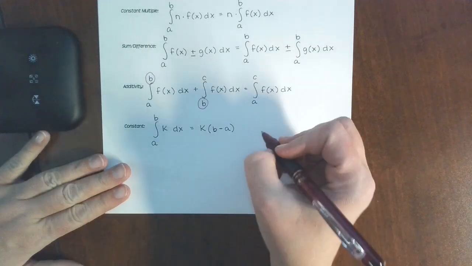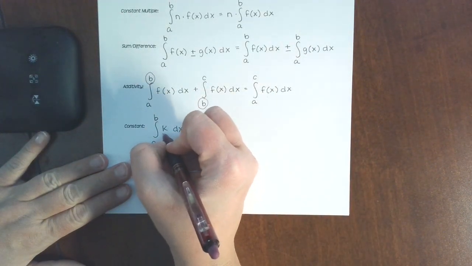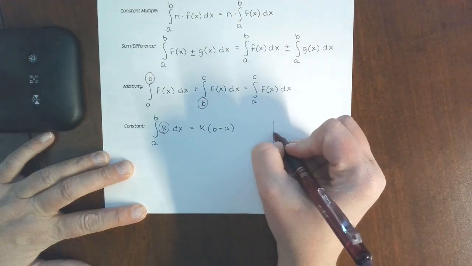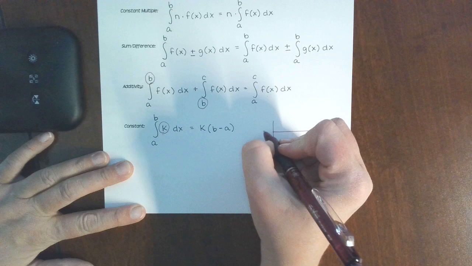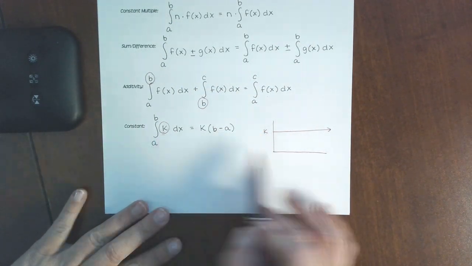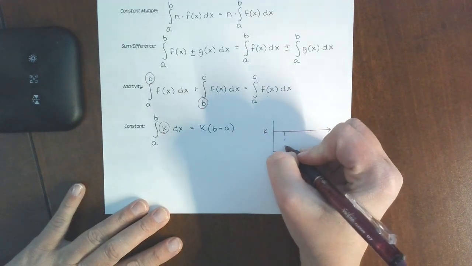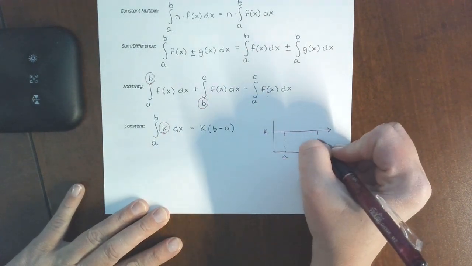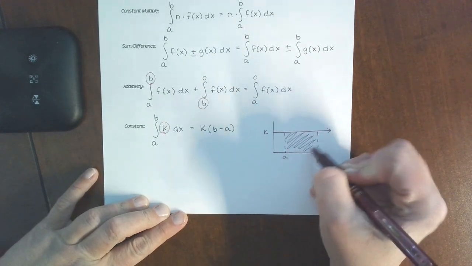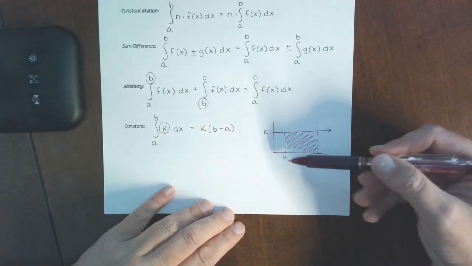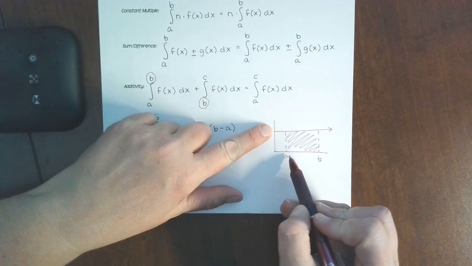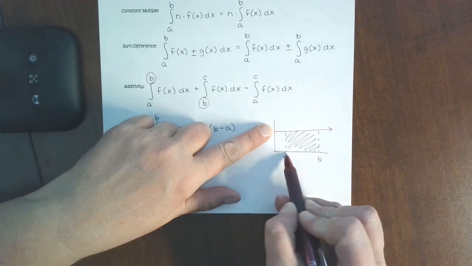And I want to show you why. So if the thing I'm integrating is a constant, then what that graph would look like is just a horizontal line at k, right? And what we're really trying to find here is the area under this line between A and B. Okay, so we're trying to find the area of essentially a rectangle here. So the height of that rectangle is k, because that's how high up this line is. But the width of that rectangle would be b minus a.